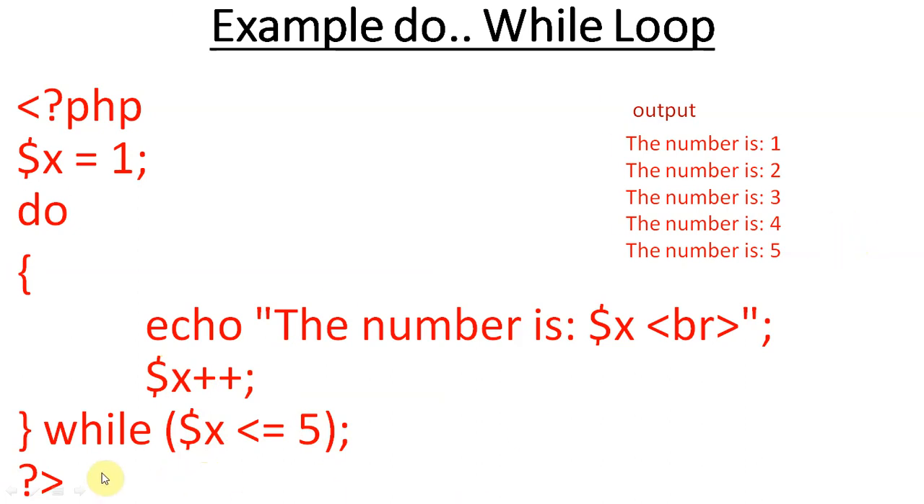So accordingly it will run up to 5. And at the end of this while loop, the while is closed by the semicolon. So this is the do while loop.